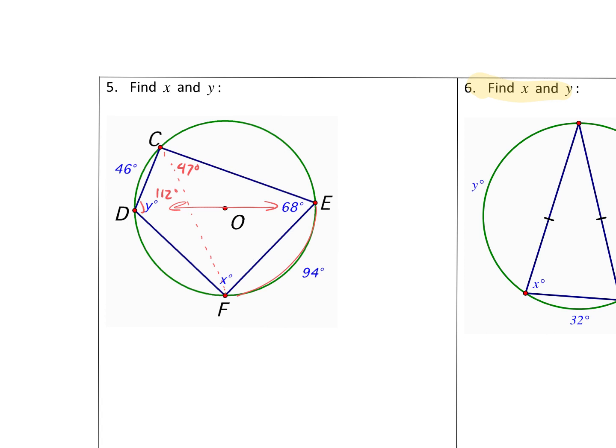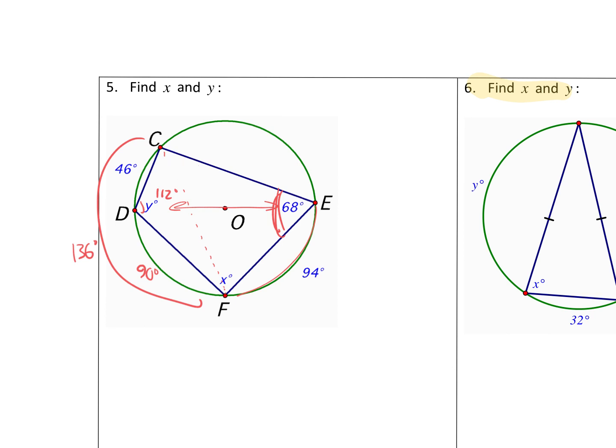Another way I could do this is look at this 68. 68 is half of this arc. So if this angle is 68, this whole arc over here is 136. Gosh, math is hard today. So this is supposed to be 90. That kind of helps. Oh yeah, I didn't need to do this.